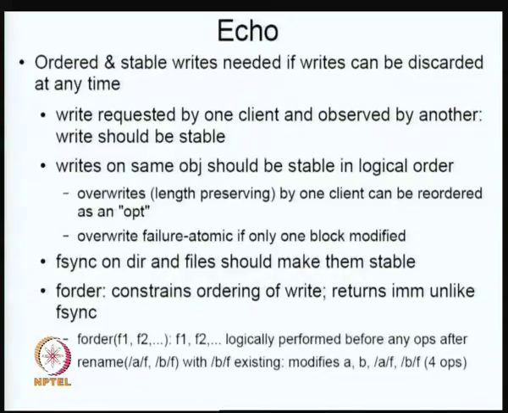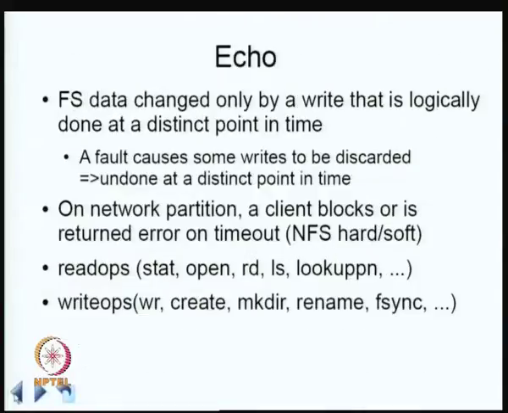So if you want to keep the file system consistent, then if you are going to drop some writes because of faults, some writes can be discarded because they are still sitting in memory. And we are saying that it is undone at a distinct point in time, and we do not want any inconsistent results. Basically, it should look as though time is always progressing in the forward direction. It should not look as though time has moved backward for some operations, that is, some things are undone but something has moved forward. Those kinds of inconsistency should not happen.